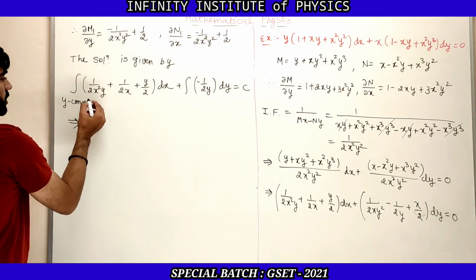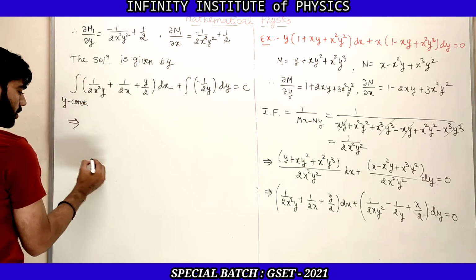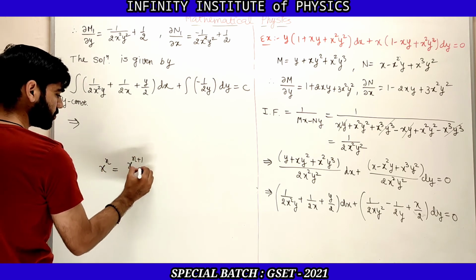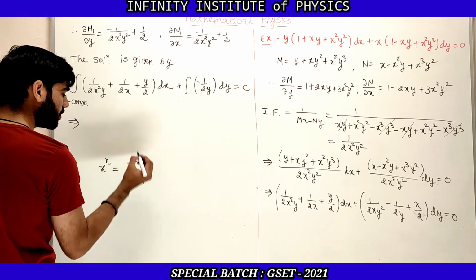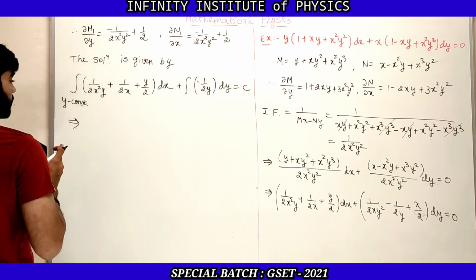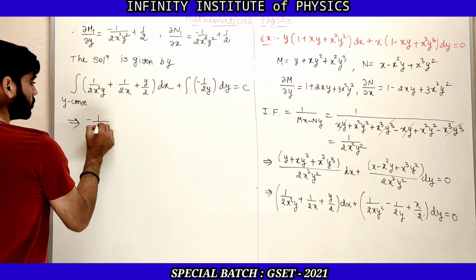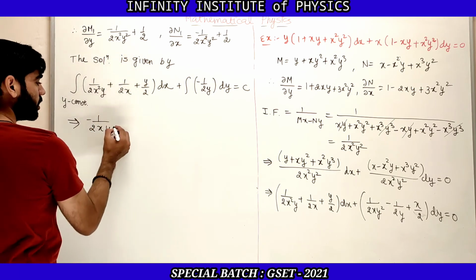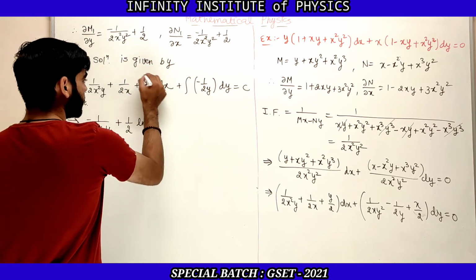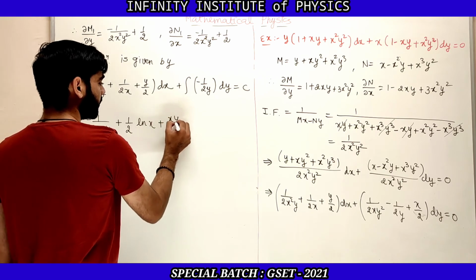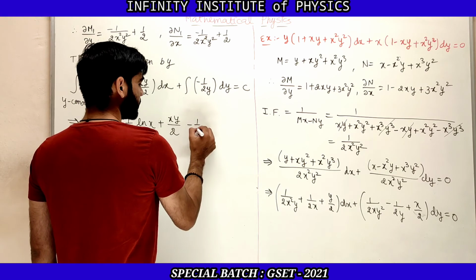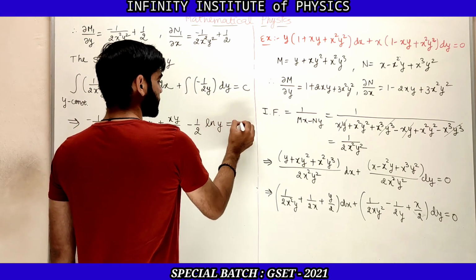Now that integration with respect to x, so as I have told you that if we have x raised to n, then integration will be x raised to n plus 1 upon n plus 1. So by that same way we need to do that integration, then it will be minus 1 by 2xy, integration of 1 by x, that is log x, so it is 1 by 2 ln x, integration of y by 2, that is xy by 2, and integration of minus 1 by 2y, that is minus 1 by 2 ln y, which is equal to c.